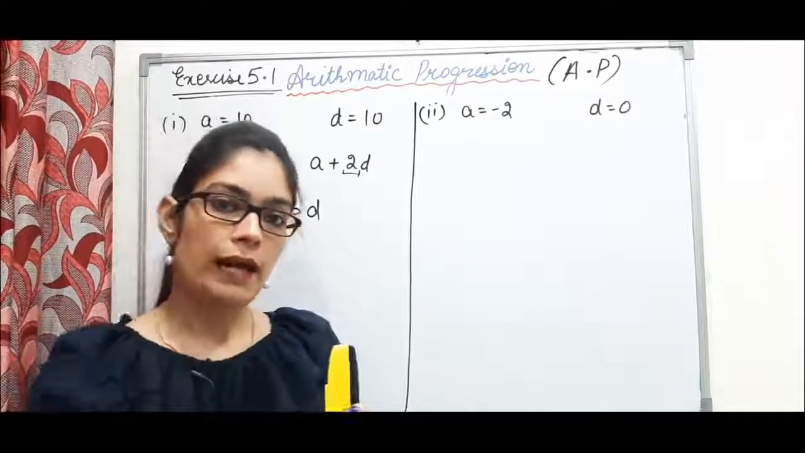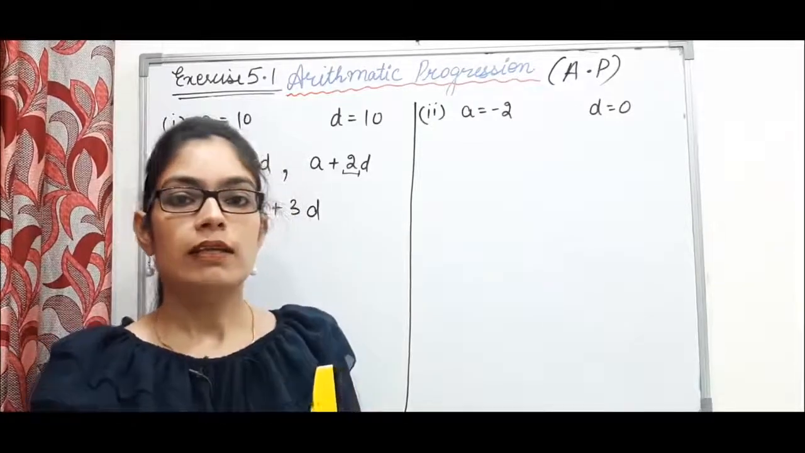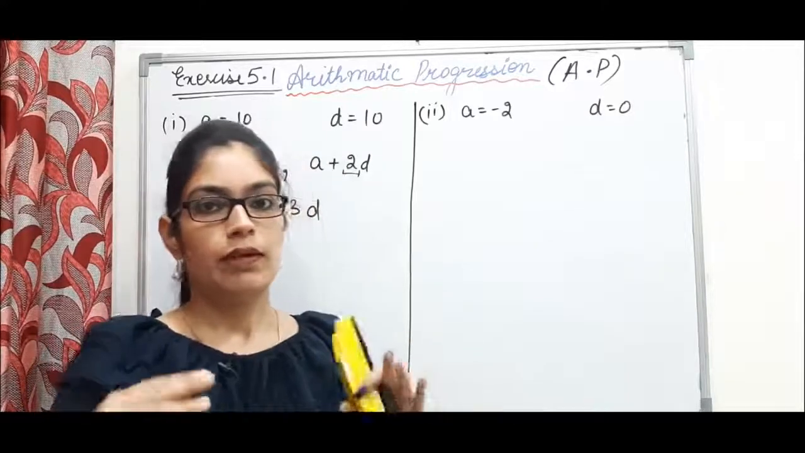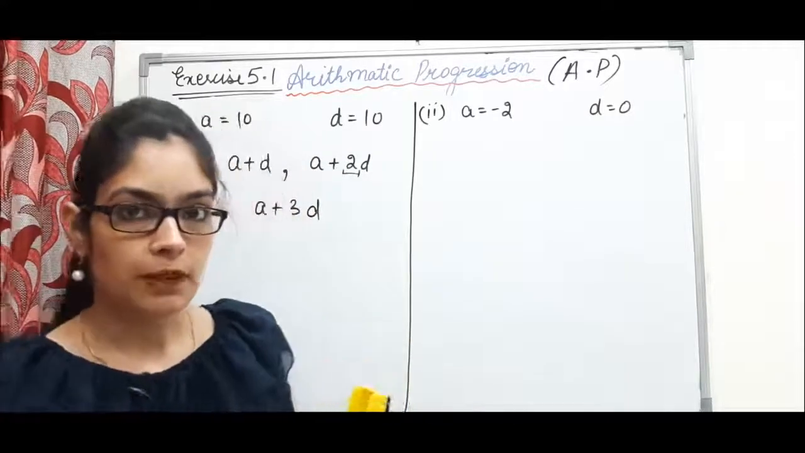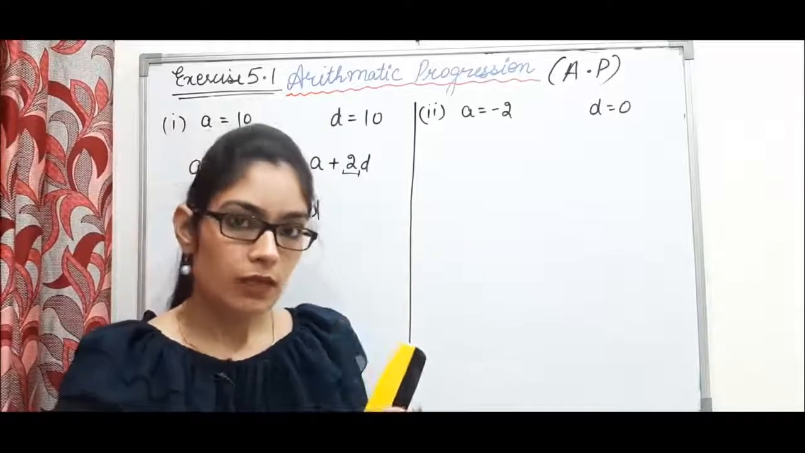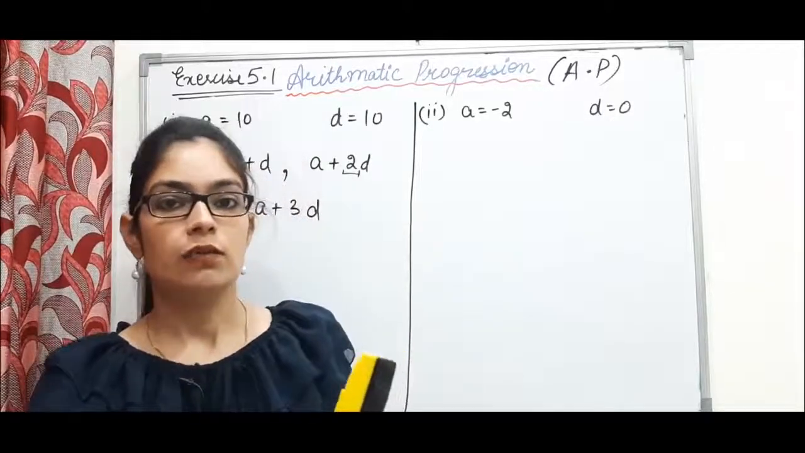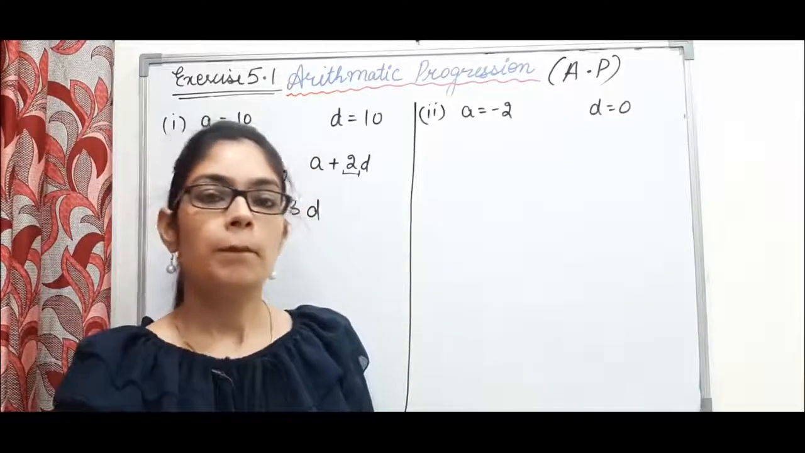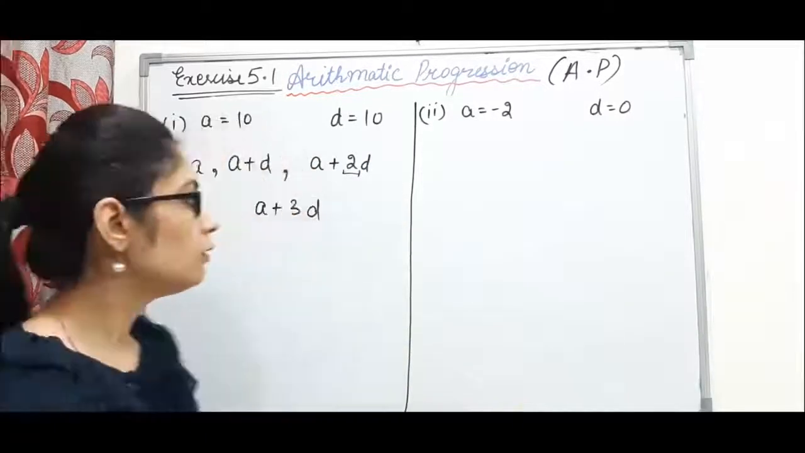So, a we have to add in all the terms and d we have to multiply with the number previous to that term. So, if I have to find the 10th term, for example, it will be a plus 9d. We are adding a in all the terms, but we are multiplying d with the number previous to that term. So, let us find now.